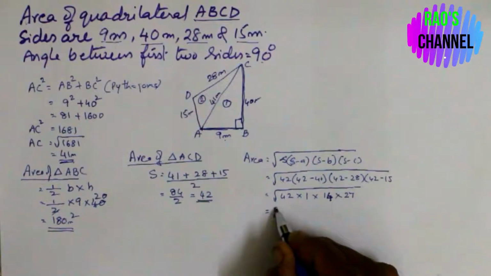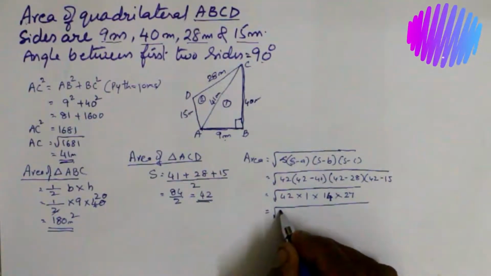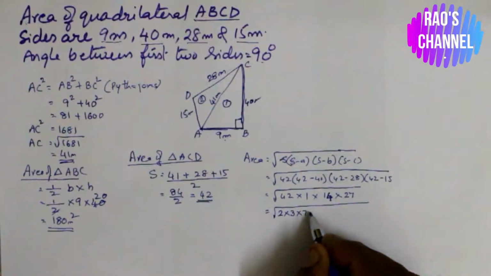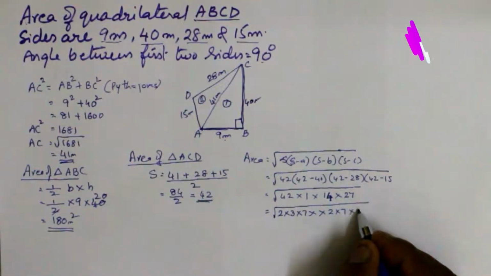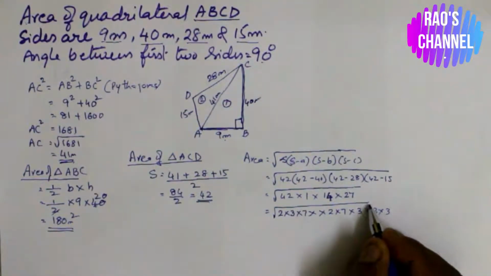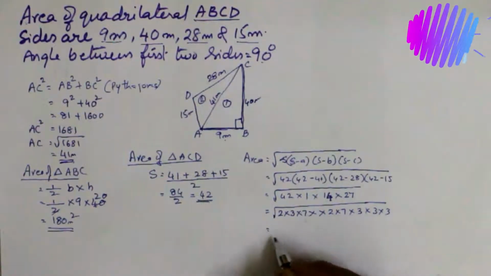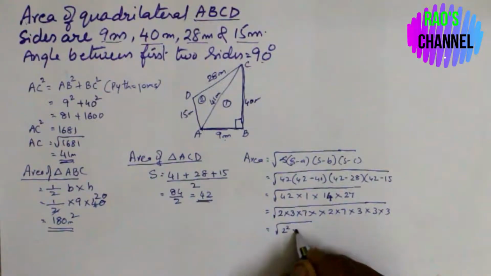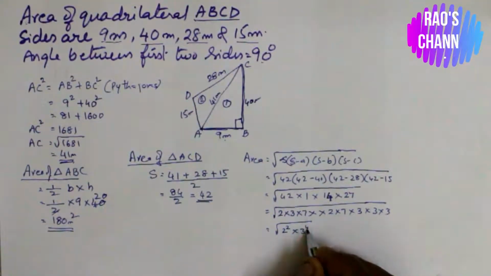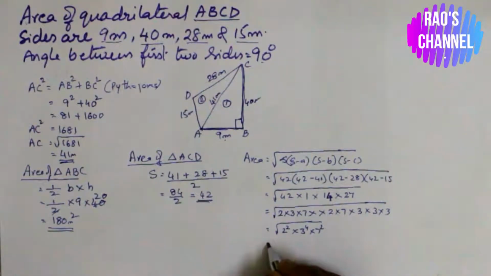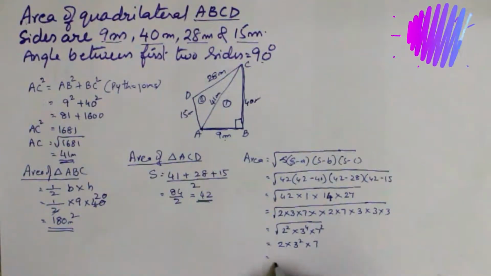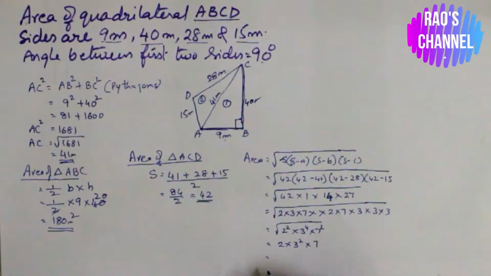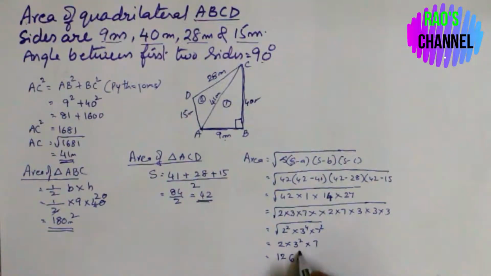Therefore, let me split all the numbers into their factors. That is 42 is 2 into 3 into 7, into 1 I don't write, and for 14, 2 into 7, for 27, 3 into 3 into 3, it is 3 cube. So we have a pair of 2's, that is 2 square, 3 four times, so 3 power 4, and 7 square. So its square root is 2 into 3 square into 7. So finally we get 126 meter square.